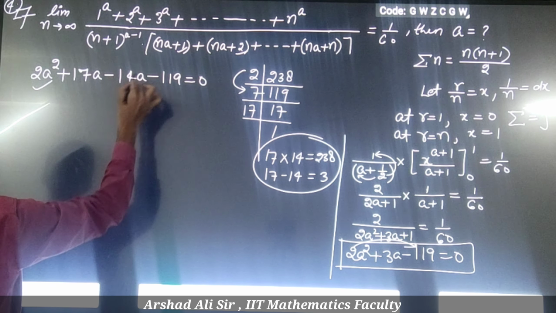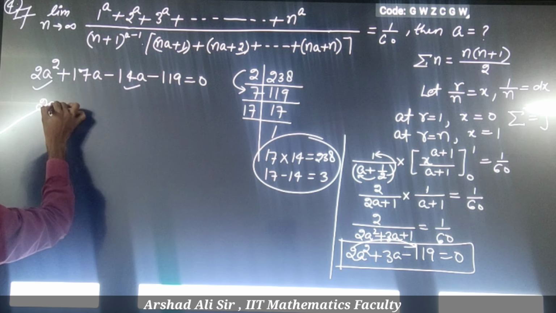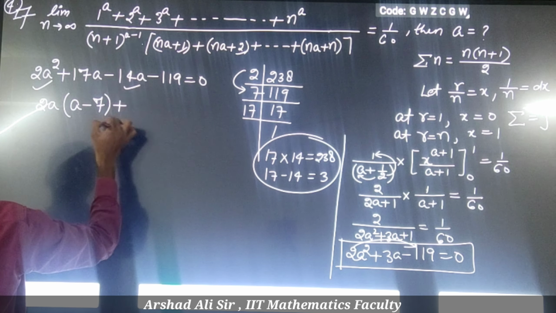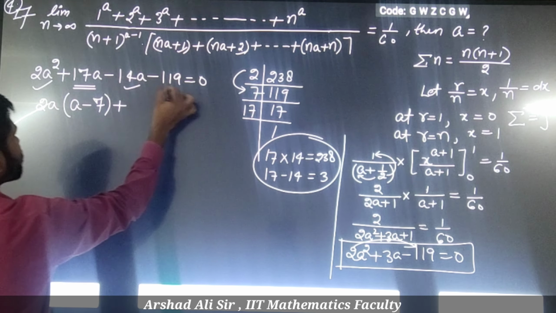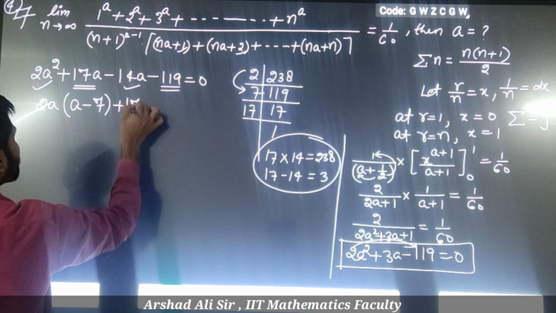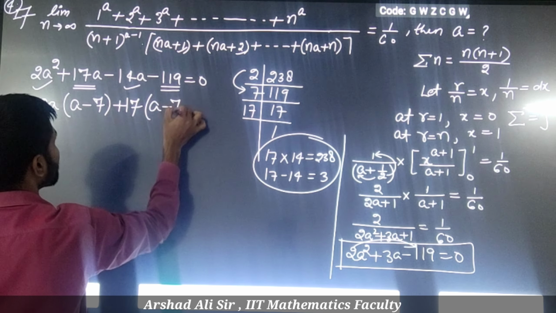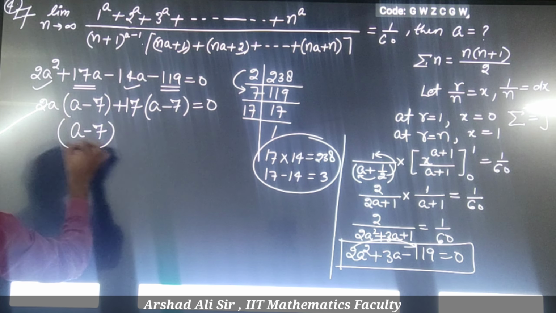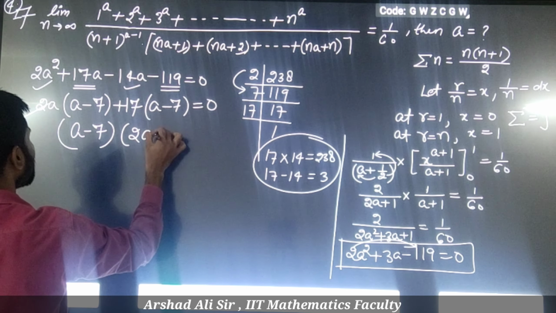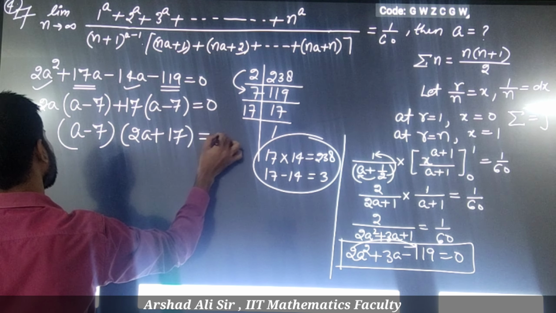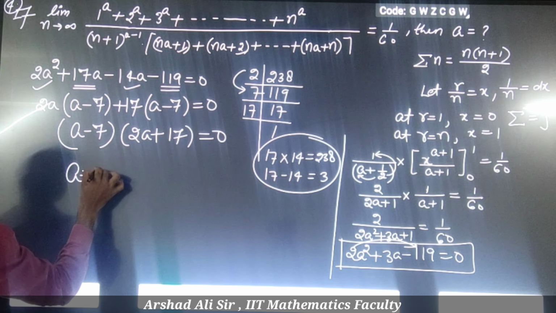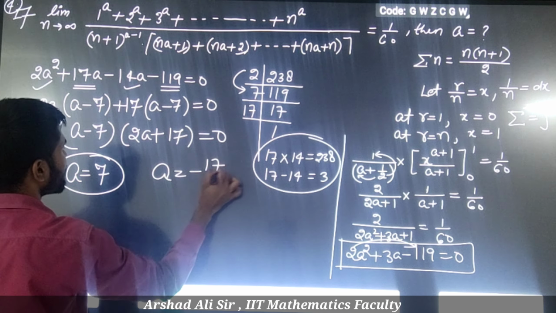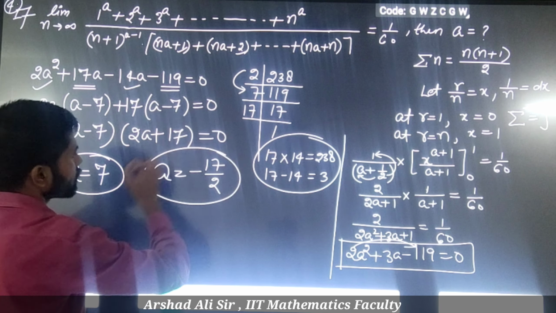From the first and third terms we can take 2a as common. So in the bracket we have a minus 7. Now from the second and fourth terms we can take 17 as common. So a minus 7 is equal to 0. So a minus 7, and here in the second bracket 2a plus 17 is equal to 0. So it means we are getting two values: a is equal to 7 and a is equal to minus 17 by 2. So that was our question.